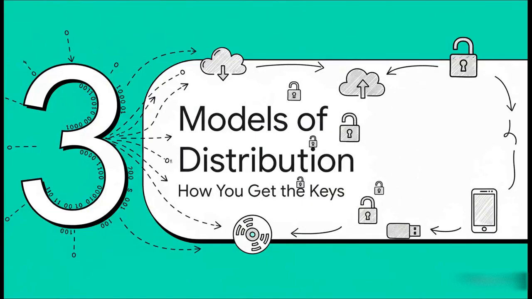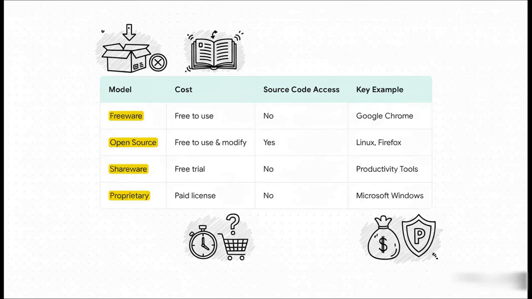So we know what software is, and we know the two main types. But how does this stuff actually get onto our devices? Well, there are basically 4 main ways it's distributed, and each one has really different rules. Let's break down this table. It all really comes down to 2 big questions. Is it free, and can you see the code it's built with? First up is freeware, like Google Chrome. It's free to use, but the code is a secret.